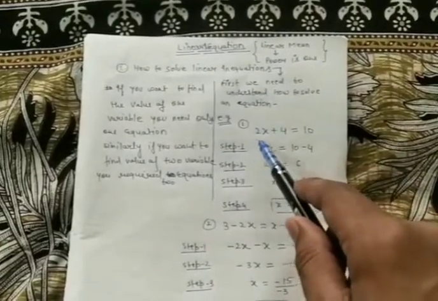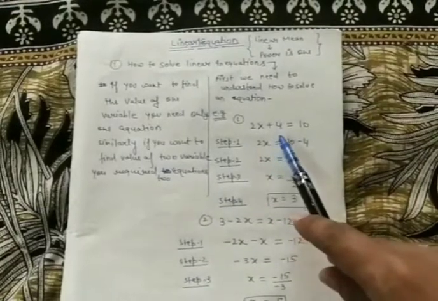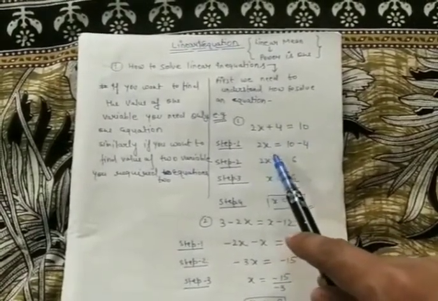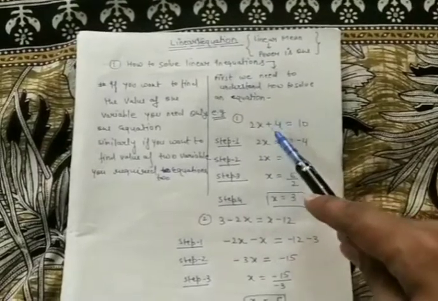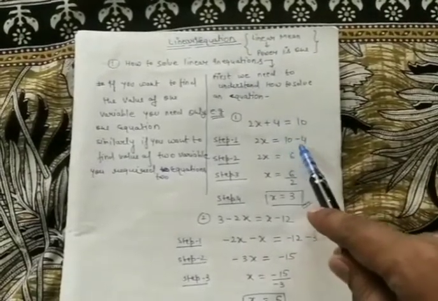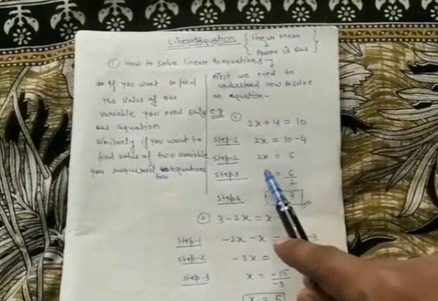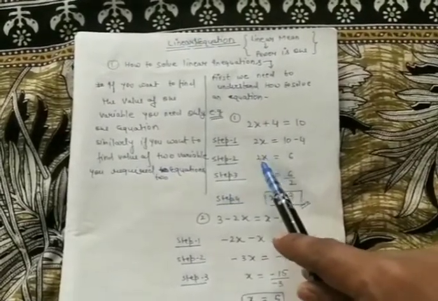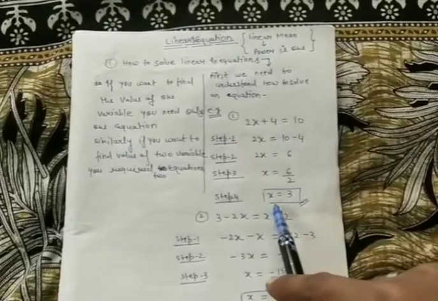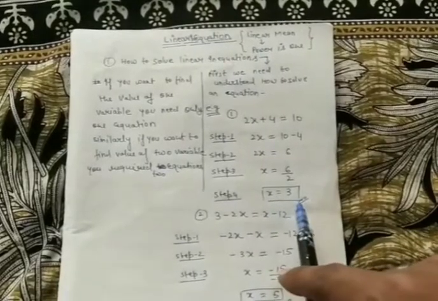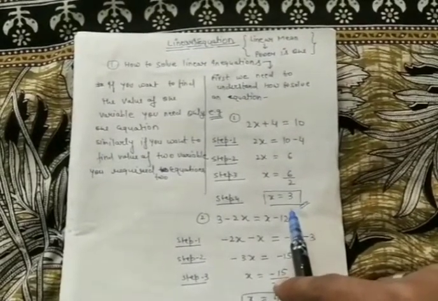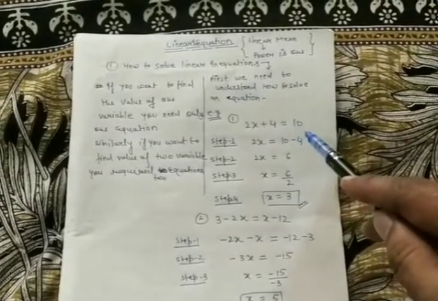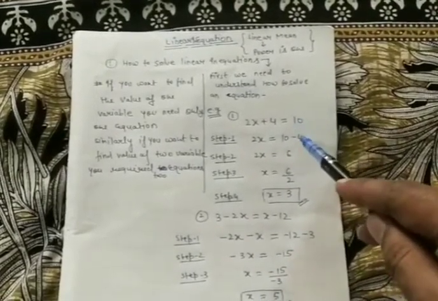Here's an example. Let us suppose the first example is 2x + 4 = 10. Step number 1: 4 we can transfer to the right side. It will become 10 - 4. When we subtract, we get 2x = 6. Step number 3: 2 will go to the division and it will become x = 3. Simple. So by this procedure, we can find the value of the variable in a linear equation.